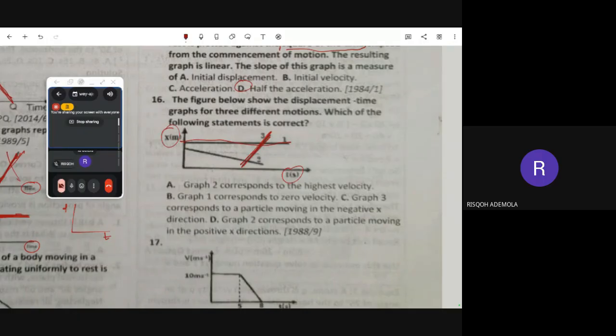So which is the answer? Question 16. Which is the answer?